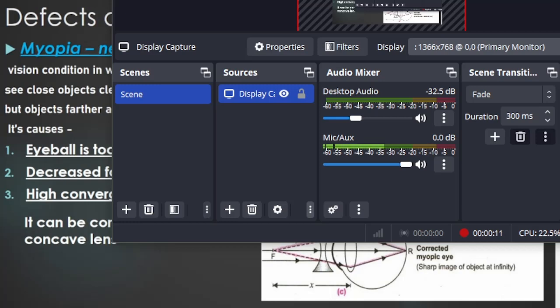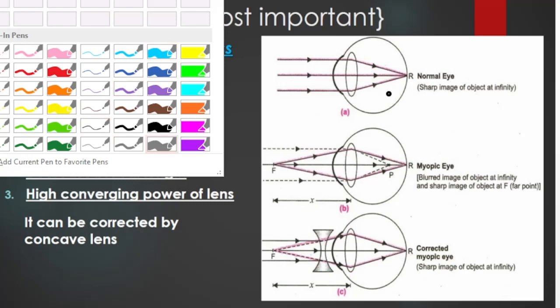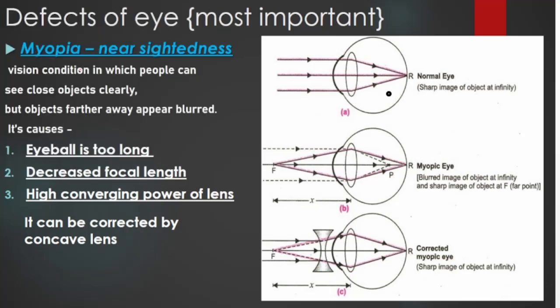Today we are going to start with the topic defects of eye. As you can see here, I have written it as most important topic. Defects of eye, most important. This is the most asked question in exams as well.